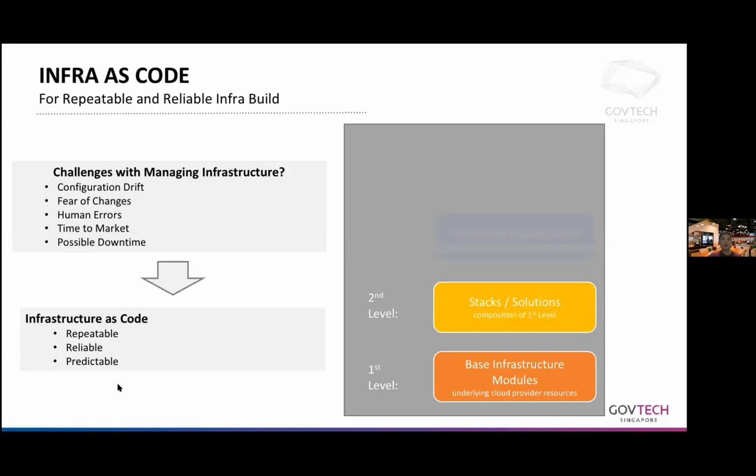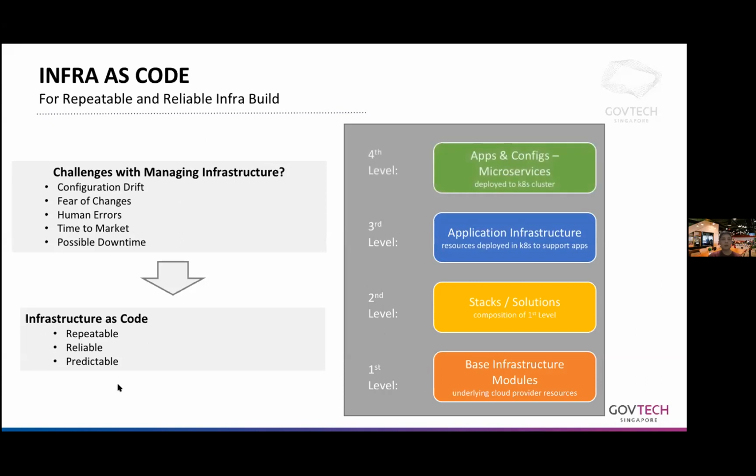Next. In the third level, we have the app infra, which represents applications deployed as containers into Kubernetes to support NDI applications. Next. Last but not least, we have the fourth level, which hosts our NDI applications as containers in Kubernetes. The benefits of separating them into different levels is that they can be incorporated into different stages of the deployment pipeline, and each of these levels can be assigned to different teams. Next.